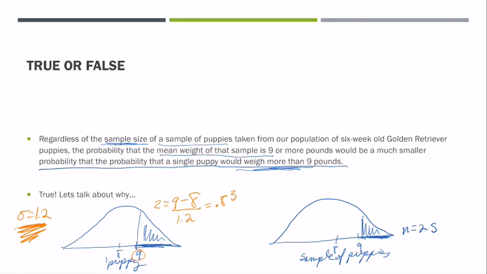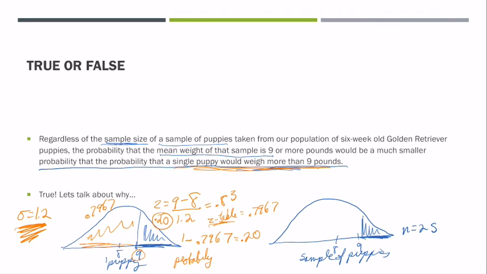So I go to my z table and I find a value of 0.7967. Now here's the thing. Z tables tell us the value less than 9, right? So the area over here is 0.7967. So if I want to find the probability that a single puppy would weigh more than 9 pounds, that's going to be 1 minus 0.7967, which gives me 0.20, just about. So that means my area over here is 0.20. So the probability of picking a single puppy that weighs more than 9 pounds is 20%.